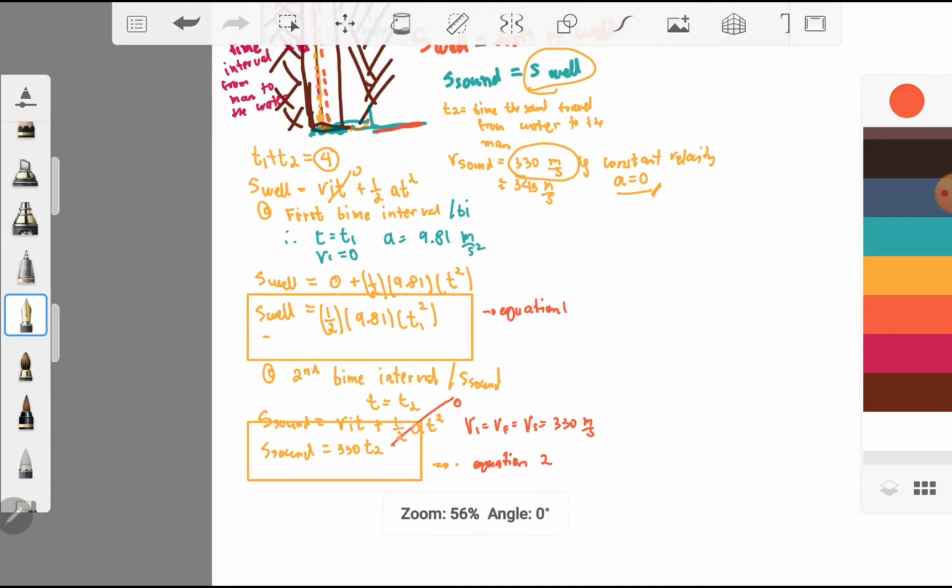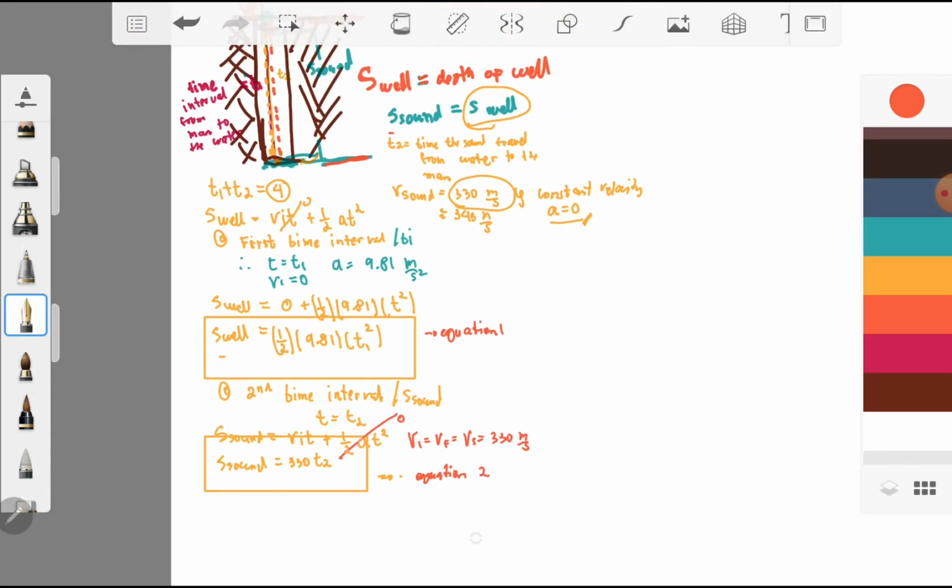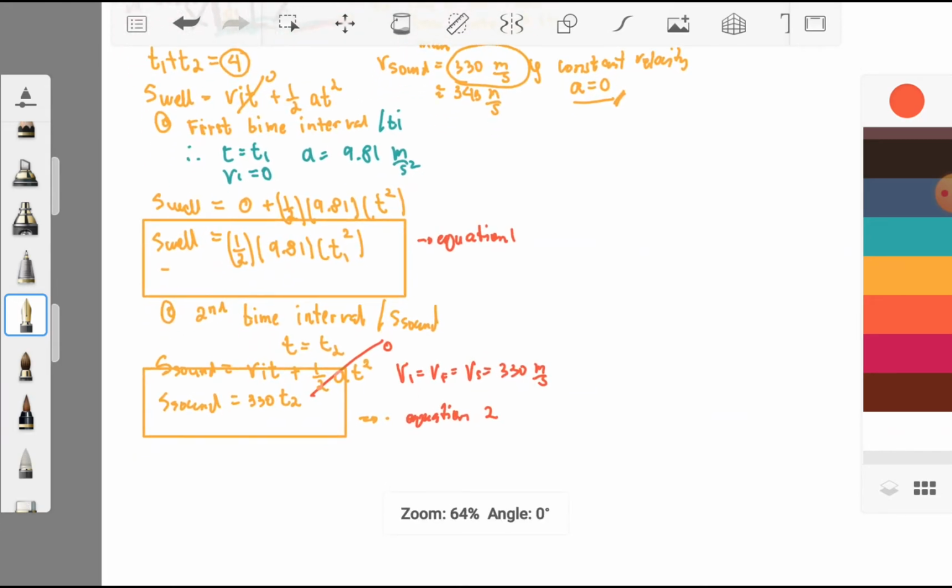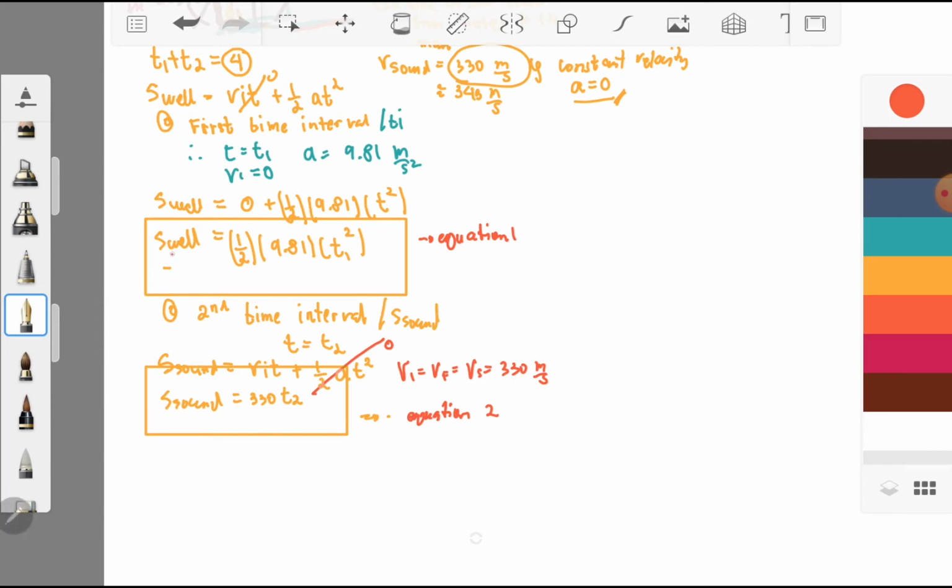But we all know that I have defined that your S sound, or the displacement of the sound of your splash to the man, and S well are equal. Therefore, you can just subtract them since they are equal; the two S well cancel, and you will have a value equal to T1 less T2. Okay? Or T1 is equal to T2.